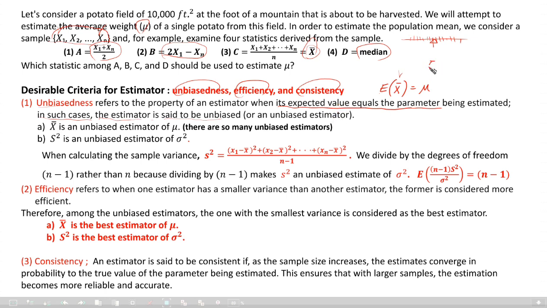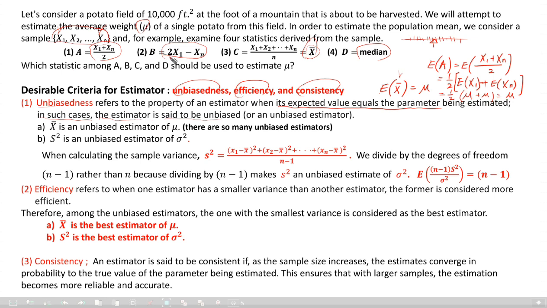Let's see A. A is equal to (x1 + xn) over 2. That is 1 over 2 times the expectation of x1 plus the expectation of xn, right? Then, what is the expectation of x1? We get rid of the subscript. You don't have to worry about the subscript, okay? So 1 over 2, this one is mu, this one also mu. So it is mu. So A is also an unbiased estimator.